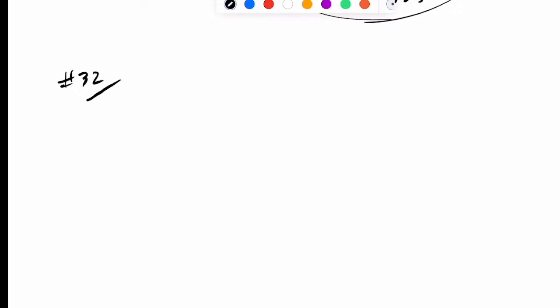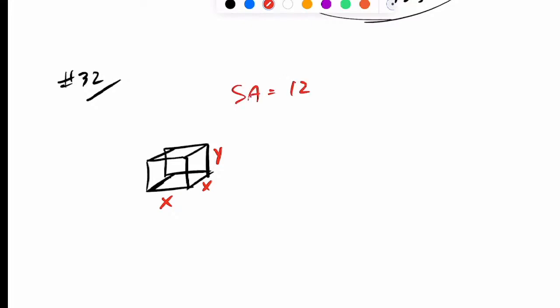So for 32, they wanted the total surface area of a square-based open-top rectangular box. So draw yourself a box. It's a square-based box, so I can label this with x and x, and perhaps I can let this be a y. They tell you that the total surface area of this square-based box is 12 centimeters squared.